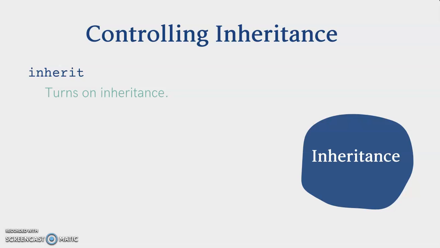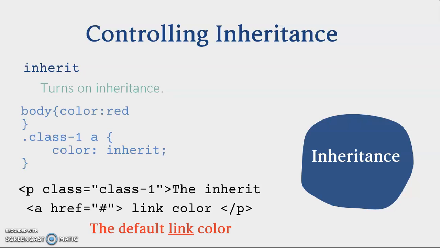Inherit turns on inheritance. So for example, in a similar example where the body is styled to the color red, a class on a linking attribute can style the color with the value inherit. In this case, the linking attribute inherits the color red from the body.